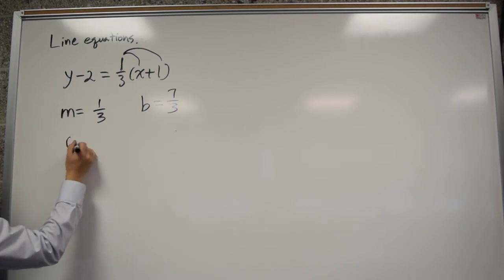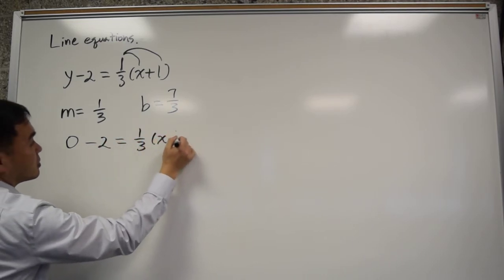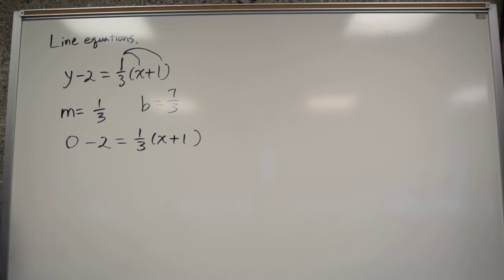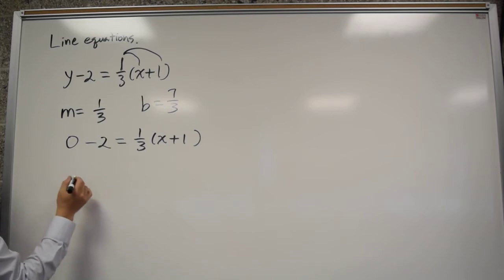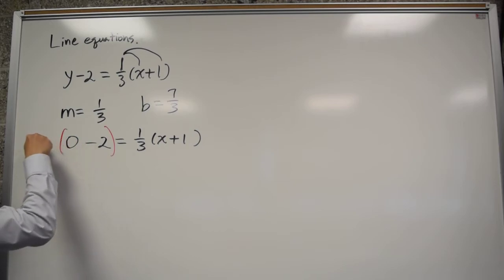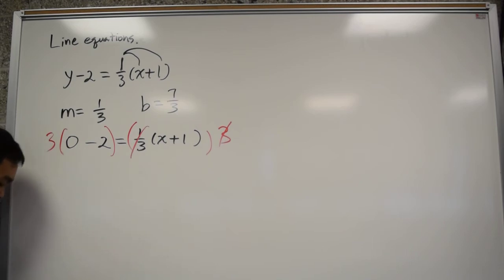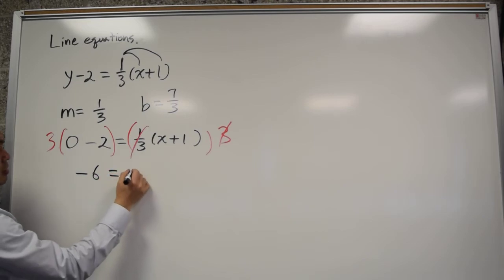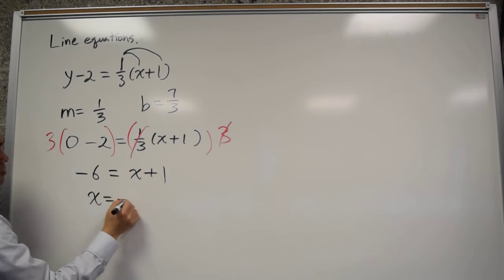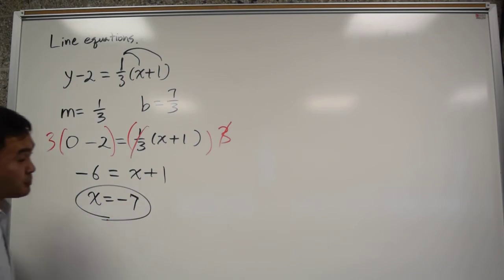Now, if you wanted to know the x-intercept, again, plug in 0 for y and solve. And then, to get rid of 1/3, you multiply by 3 on both sides. Multiply the left side by 3, multiply this by 3, and the 3 and 1/3 will cancel. On this side, 3 times -2 would be -6. So you have x equals -7. So that's your x-intercept.